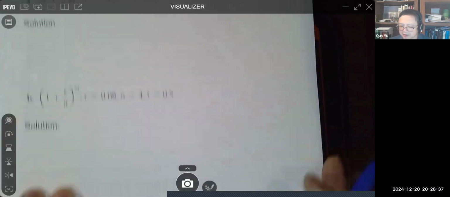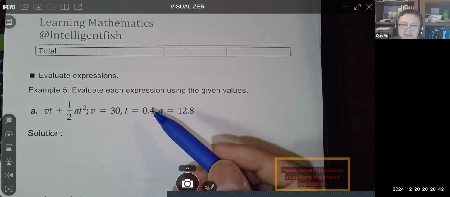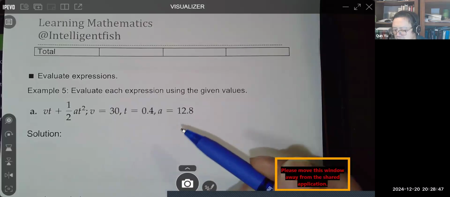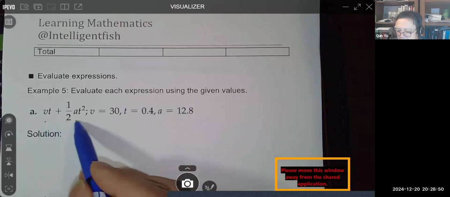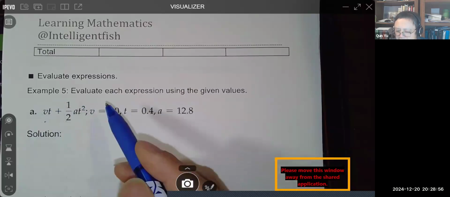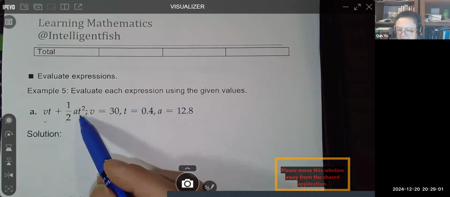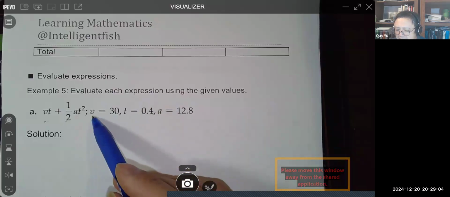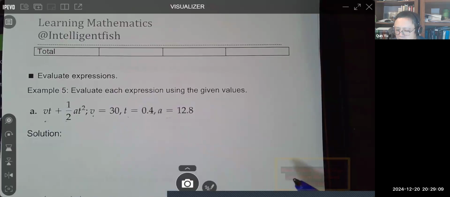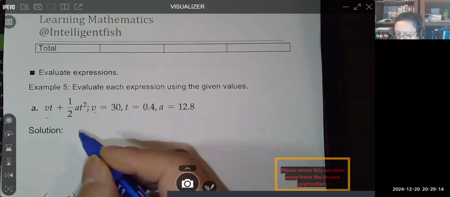Okay, the next one, we're going to do some calculation again, but this one is called evaluation of expressions. What it means is that you're given an expression such as this one. This is from physics, but we don't care where it comes from. We just have an expression. We have some variables in it, V, T, A, and T. So we are given the value for these variables. When we evaluate an expression, all we need to do is replace all of these variables with given numbers and do the calculation. So let's plug in.